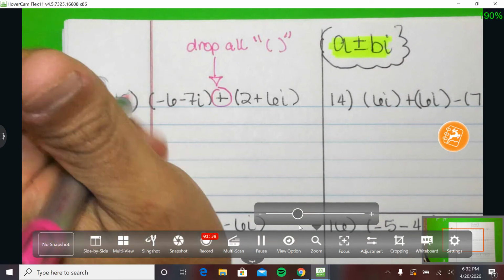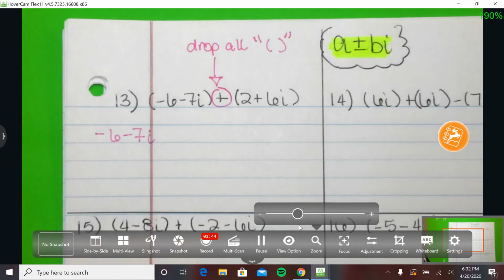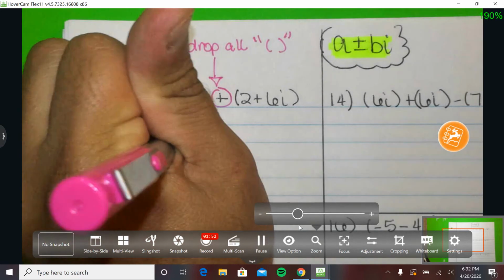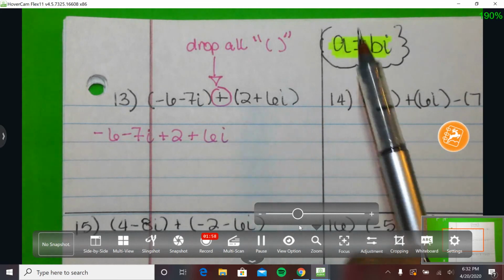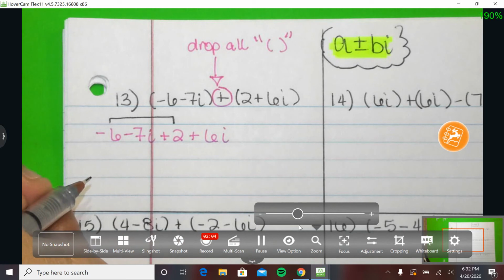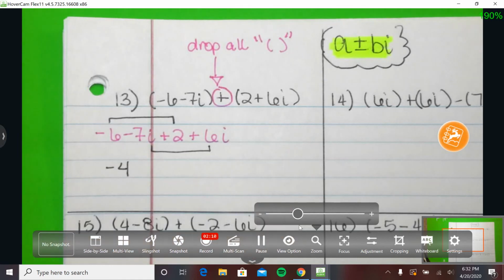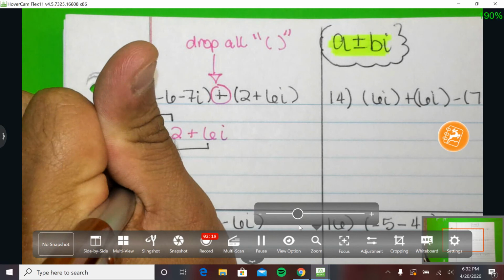So this now turns into negative 6 minus 7i without the parentheses, and then you keep everything here. So it's a 2. What kind of 2 is it? It's a positive 2. So plus 2 plus 6i. From there, look at the form that we want. We want the numbers first. So I'm going to combine these two. Negative 6 plus 2 is a negative 4. And then combine these two. A negative 7i plus 6i is a negative 1i. But in math we don't really do a negative 1i. We just simply say negative i.